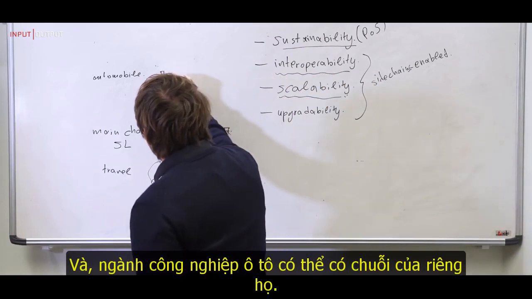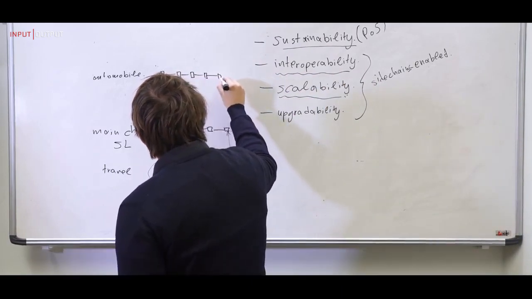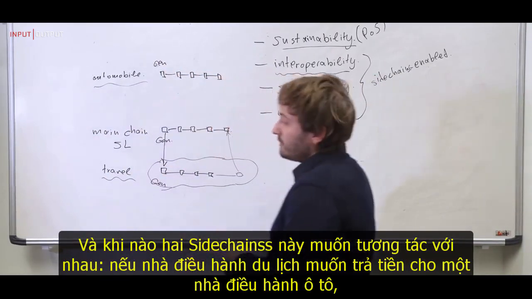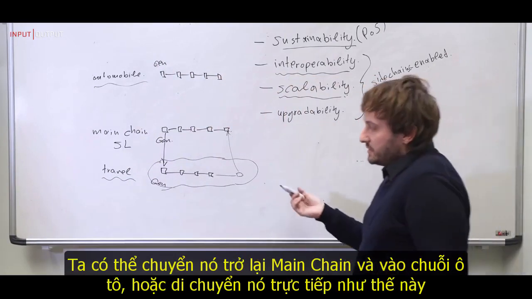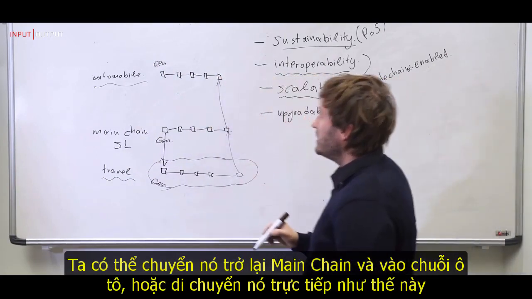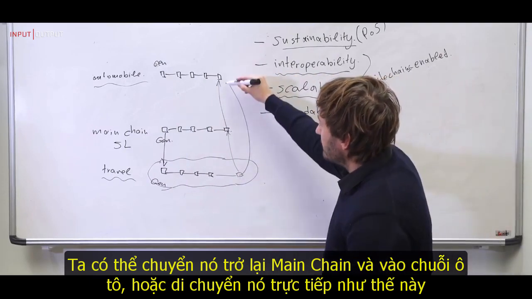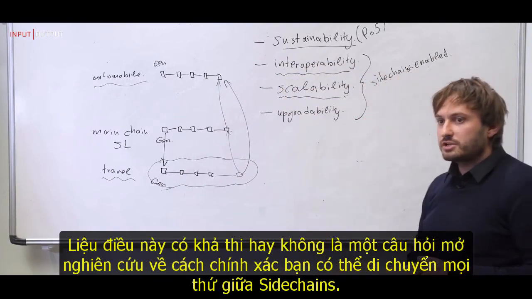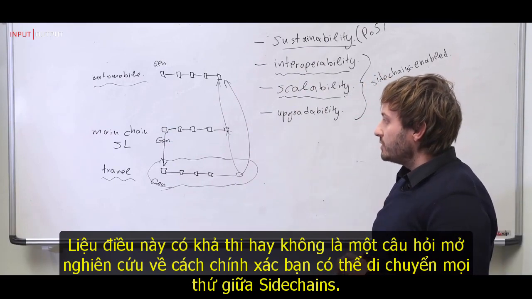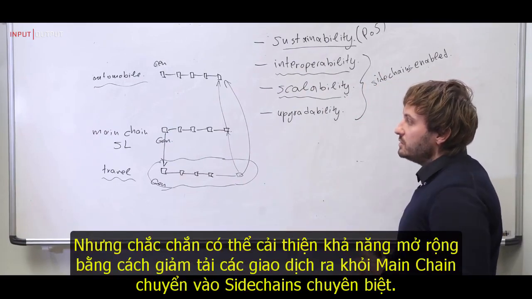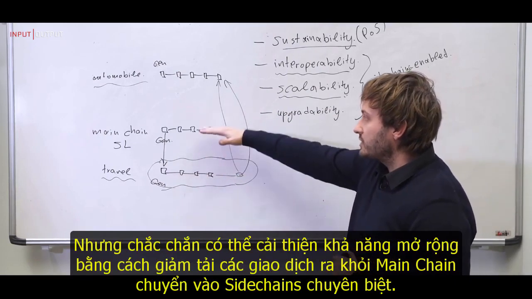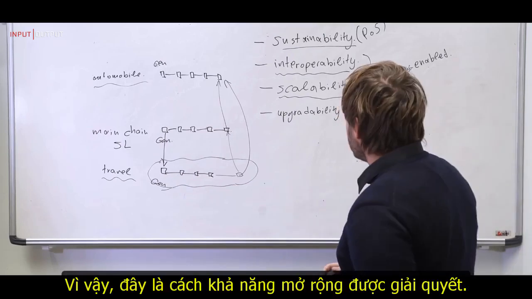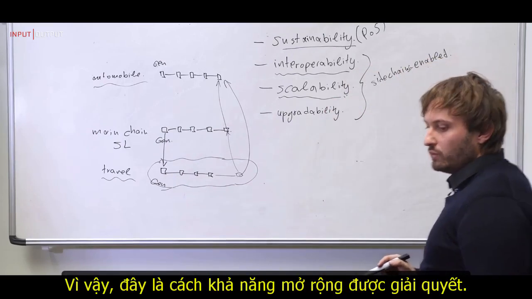So the automobile industry, again, could have their own chain. And whenever these two sidechains want to interoperate with one another, if the travel operator wants to pay an automobile operator, either I can move it back to the main chain and into the automobile chain, or I can move it directly like this. Whether this will be possible is slightly an open research question of how exactly you can move things around between sidechains. But definitely you can improve scalability by offloading transactions off of the main chain and into specialized sidechains. So this is how the scalability portion is solved.